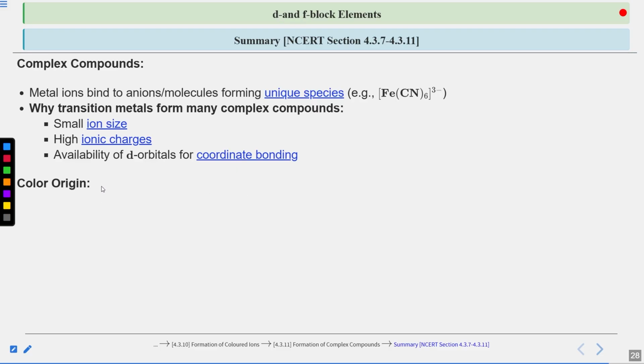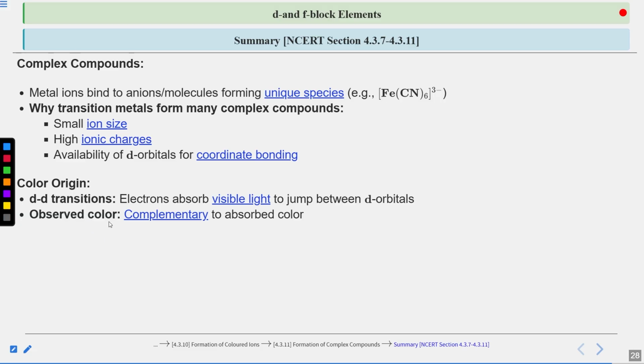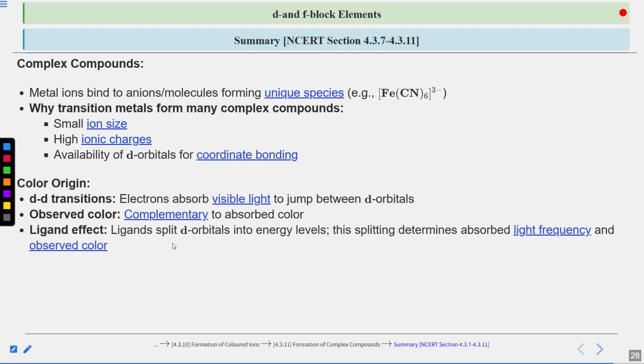Now we see the color origin, that is d-d transition, where the electrons absorb visible light to jump from lower energy to higher energy d orbitals. The observed color is complementary to the absorbed color. Ligand effect: we have seen that the ligand also affects the color shown by the transition element compound. Ligands split the d orbitals into energy levels, and this splitting determines the absorbed light frequency and the observed color of the compound.